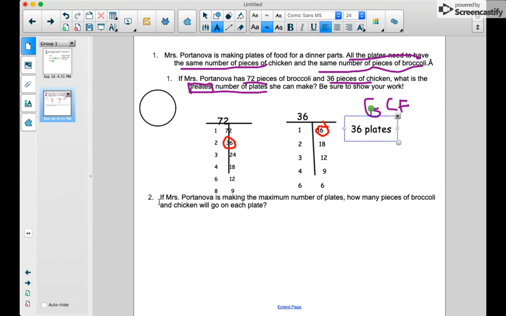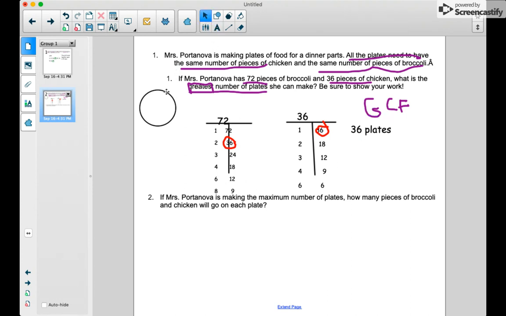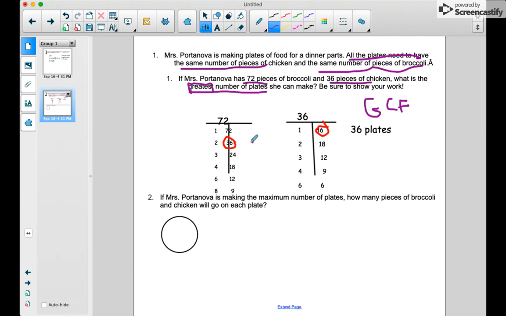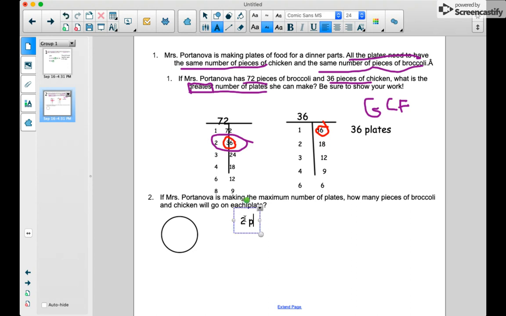So now I get to the next question. If Mrs. Portanova is making the maximum number of plates, how many pieces of broccoli and chicken will go on each plate? Well, if I'm picturing in my head that I've got 36 plates, and I had 72 pieces of broccoli, well then if there's 36 plates, how many pieces of broccoli can I put on each? Well, to get to 72, I would think 36 times 2. And if you look at your T-chart, you're going to get that answer right here. So I know that I can put 2 pieces of broccoli on each plate, and then I do the same thing by looking at my 36 pieces of chicken, and I know I can put 1 piece of chicken on each plate.